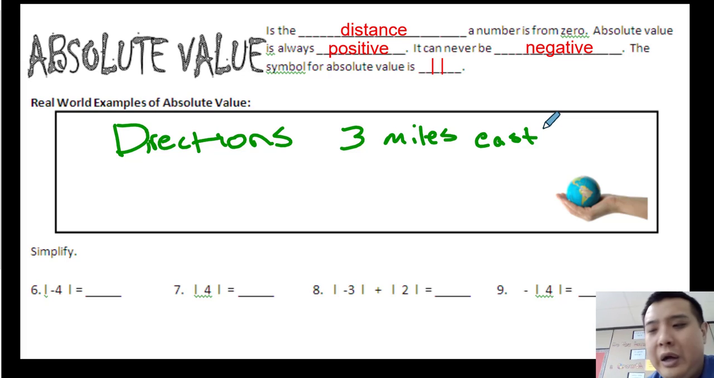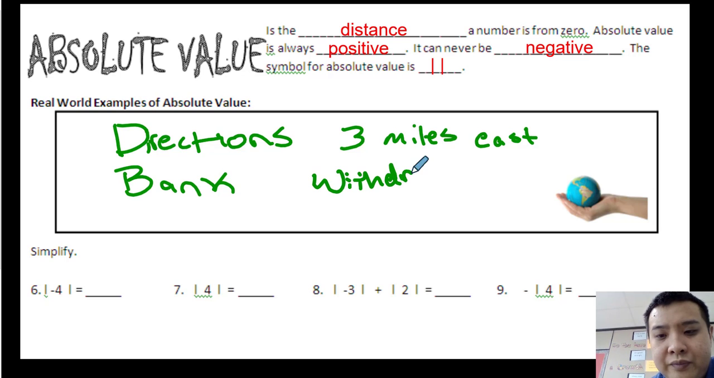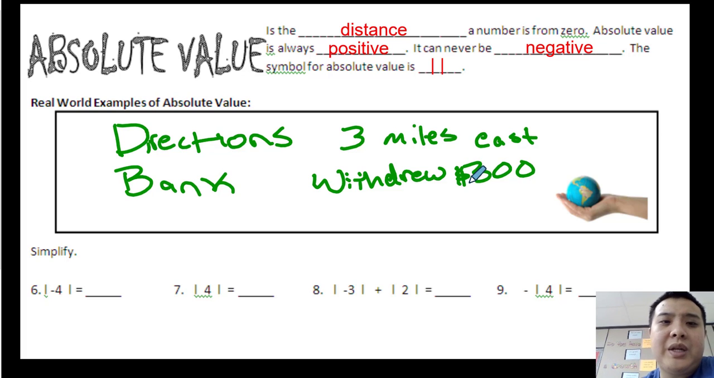Also, when we talk about, for example, withdrawing money from a bank, we don't say we withdrew -$300, even though that's exactly what we're doing. We say we withdrew the positive version of that. We withdrew $300. Okay? So, when we are using everyday conversations, we take the absolute value of a lot of different things.